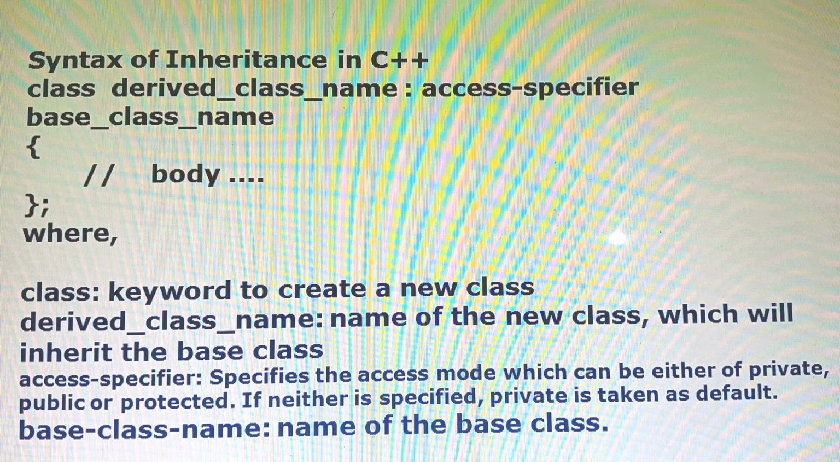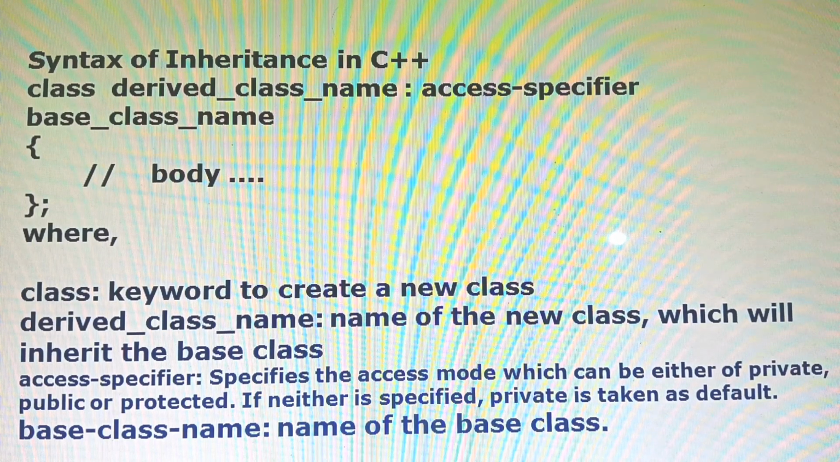First, class is the keyword to create a new class. Derived class name is the name of the new class, which will inherit the base class. The class which inherits from the base class is the derived class. Then the access specifier, which can be either private, public or protected. I will explain next.